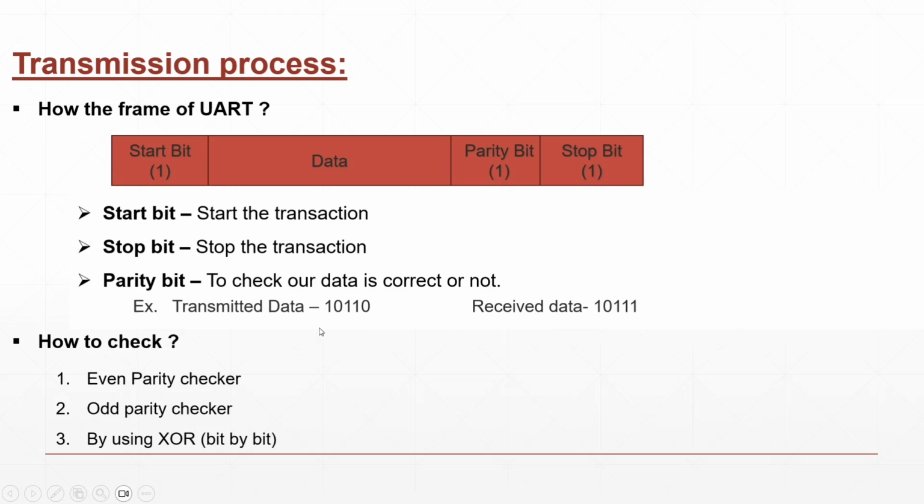There are some parity checker techniques: even parity checker, odd parity checker, and the third one is by using XOR operation. In XOR operation, this is the data. What we do is 1 XOR 0, then XOR 1, then XOR 1, then XOR 0. Whatever result comes, we store in the parity bit and then transmit. The receiver side also does the same operation. So in this way we can check the parity. Okay. And with even parity or odd parity we can use this technique. So this is about the transmission process.